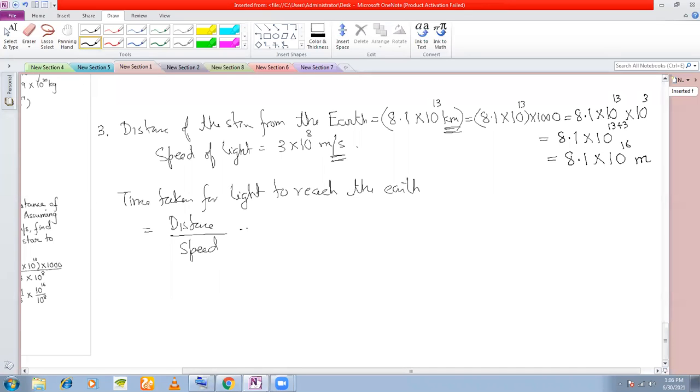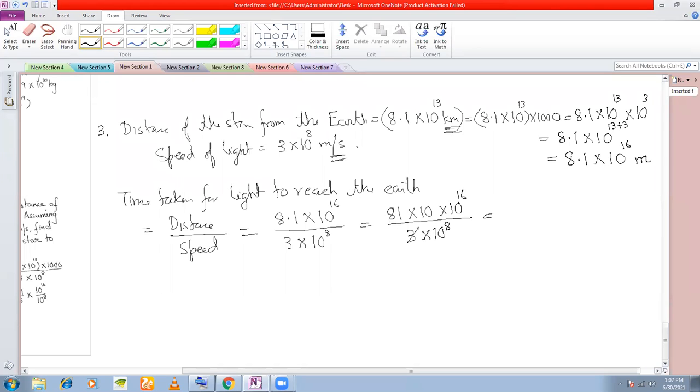Okay. Now you can put here. How much is the distance? 8.1 into 10 to the power of 16. How much is the speed? 3 into 10 to the power of 8. Right? So now what can you do? 8.1 can be written as 81 into 10 to the power of minus 1, so 81 into 10 to the power of 16 divided by 3 into 10 to the power of 8.